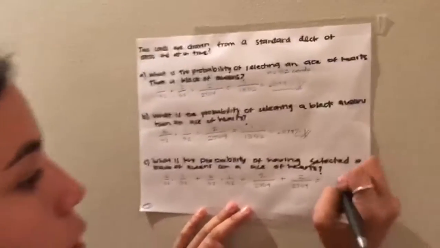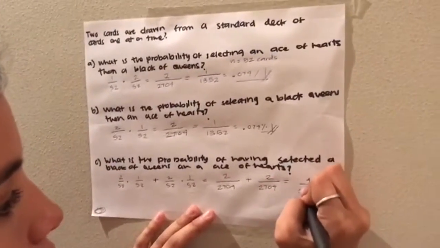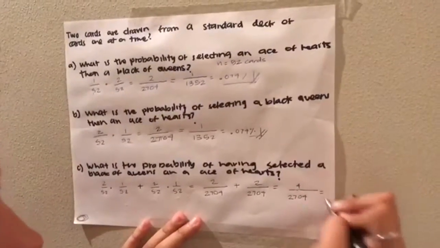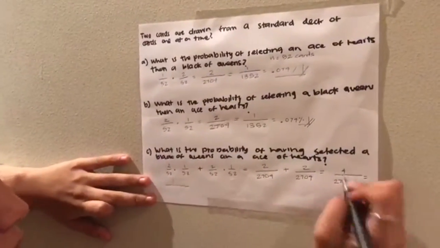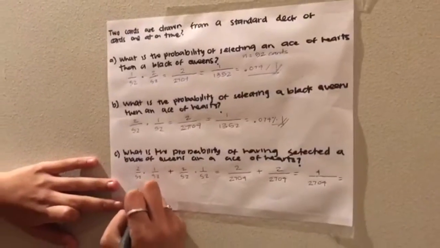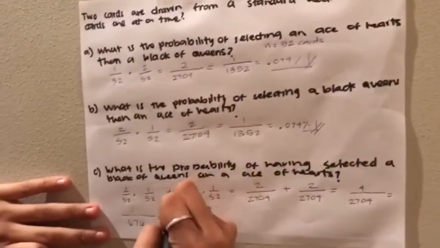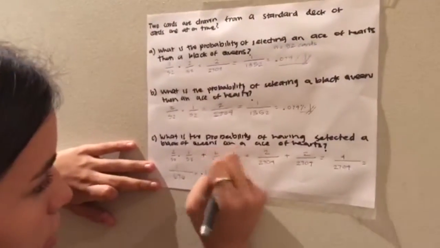You add this up and it will be 4 over the same 2,704. So in final answer, you will have 1 out of, because you divide in the calculator, 676, and in percentages will be 0.148%. And this is your final answer in question C.